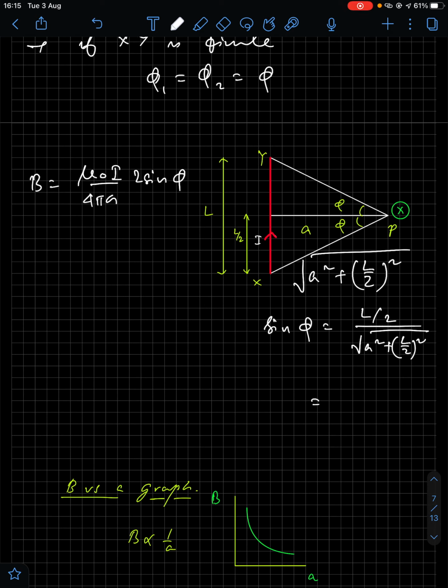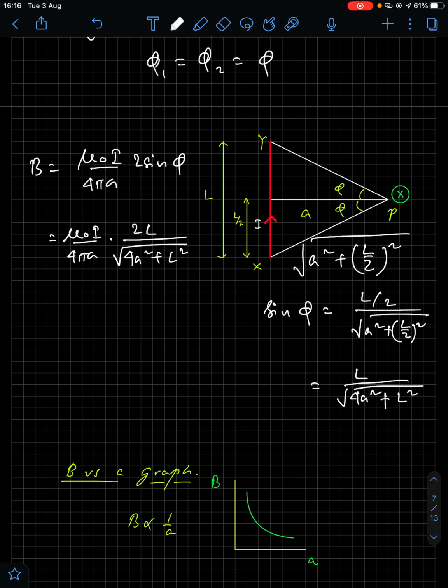Now this can be written as, after solving, you get L by square root of 4a square plus L square. Okay, 4a square plus L square. I hope this is clear. This sin phi value is clear. Now if you put that here, you get mu naught I by 4 pi a into twice L divided by square root of 4a square plus L square.